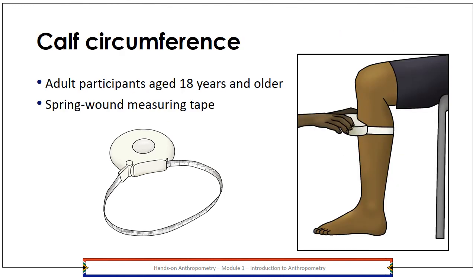We measure calf circumference only in adults aged 18 years and up. You may not be familiar with calf circumference since it's a relatively new measurement. It is simply a measurement taken around the widest part of the lower leg. We use the same spring wound measuring tape to measure calf circumference that we use for MUAC. Again, if a spring wound measuring tape is not available, a regular tape measure can be used.